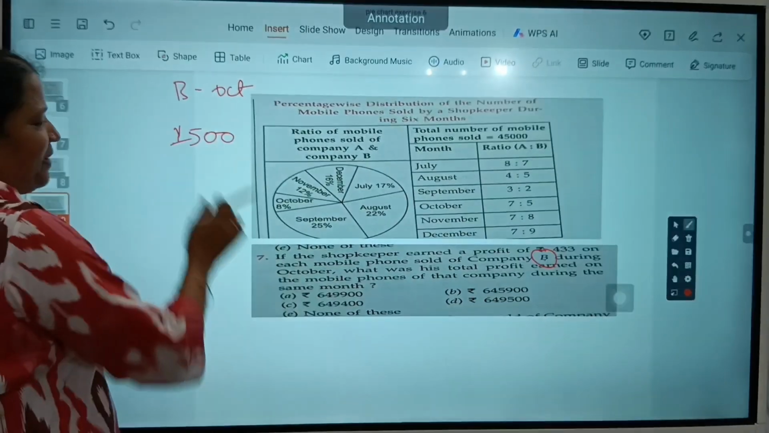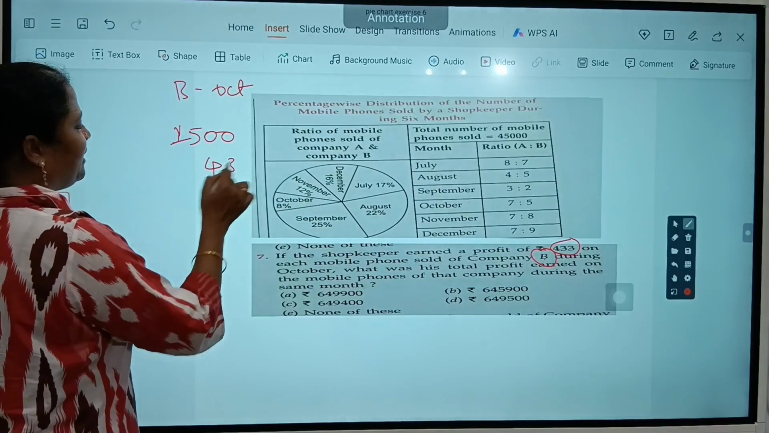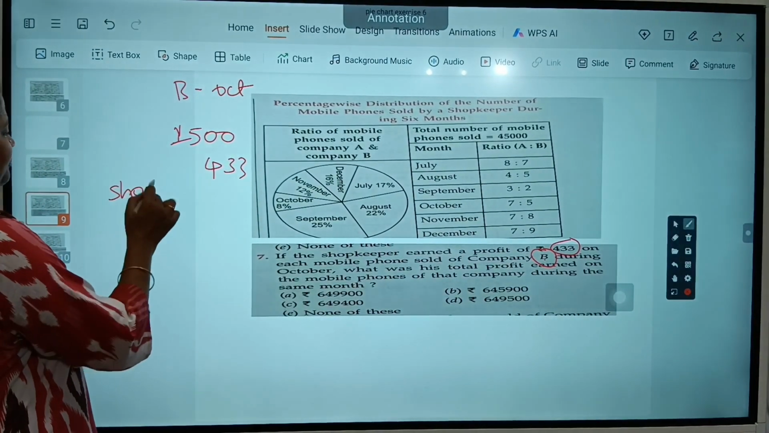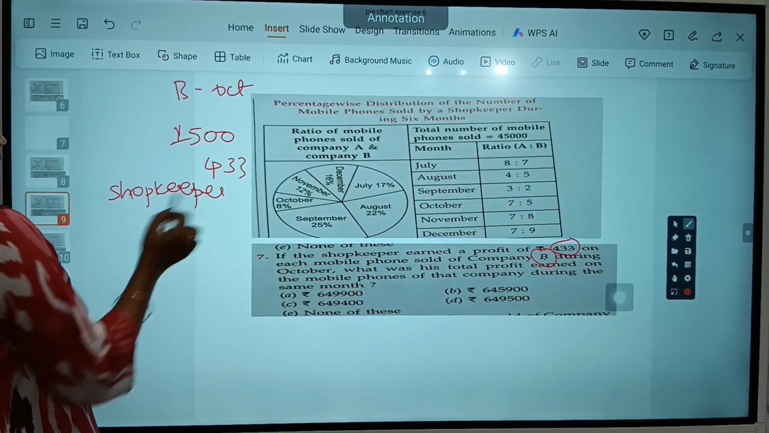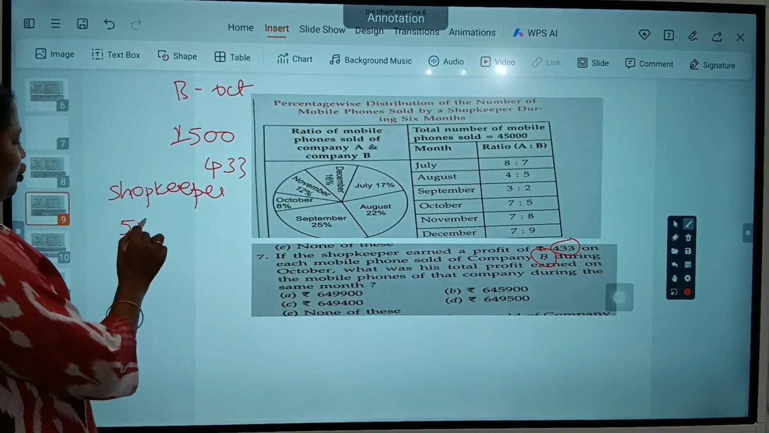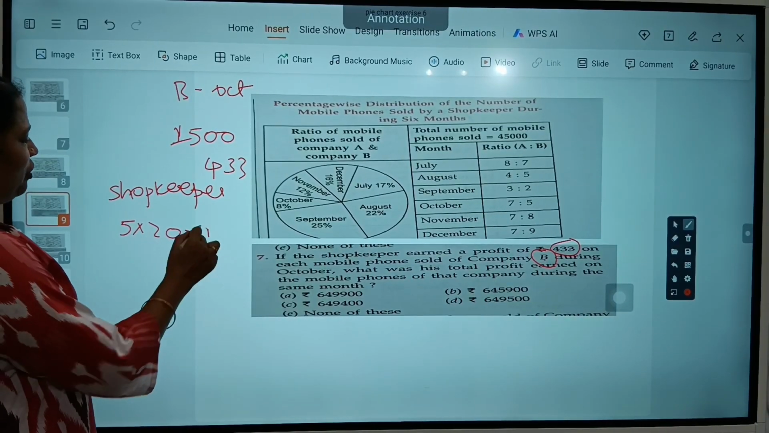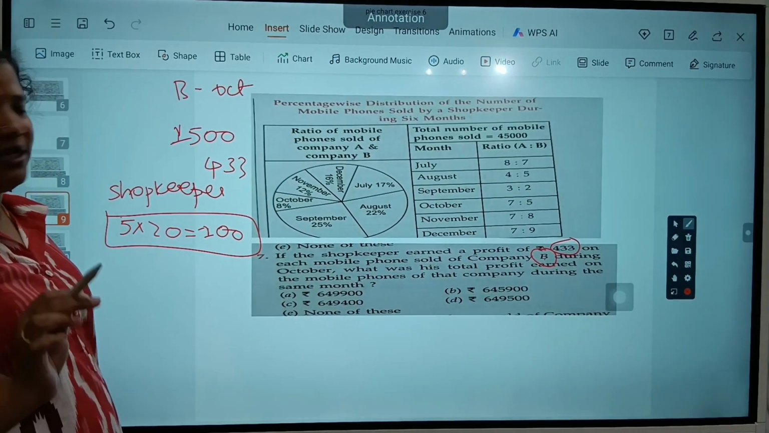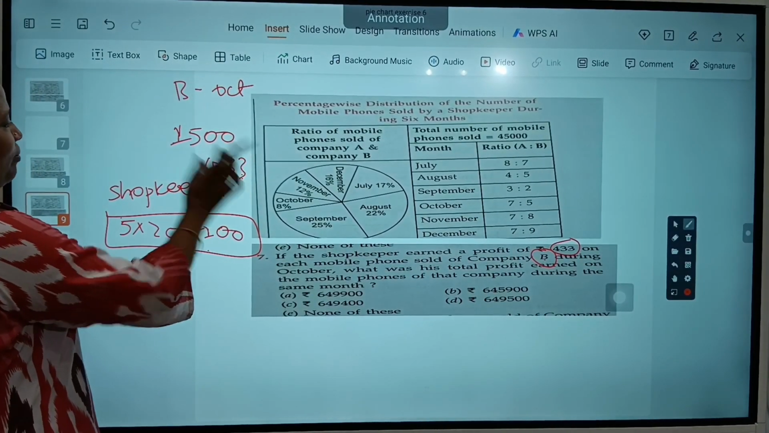In each piece he got how much profit? 433 rupees. So suppose a shopkeeper is making 5 rupees profit on each pen. If he sold 20 pens, how much profit will he make? He will make 100 rupees. Means we are multiplying the components here. In the same way, here we have to multiply.